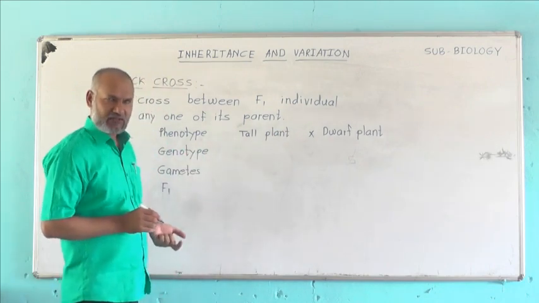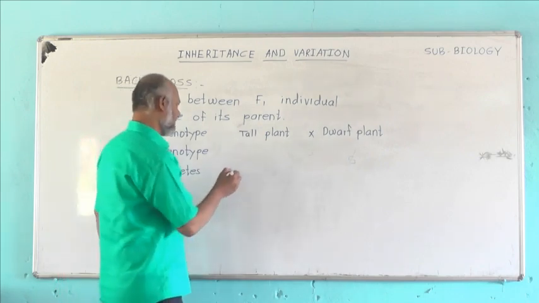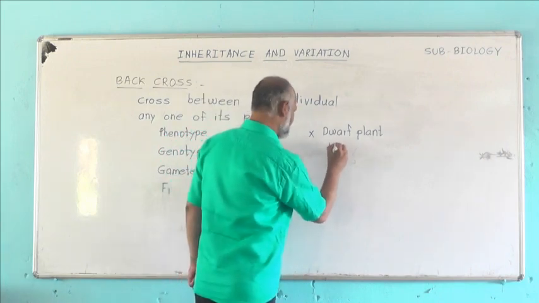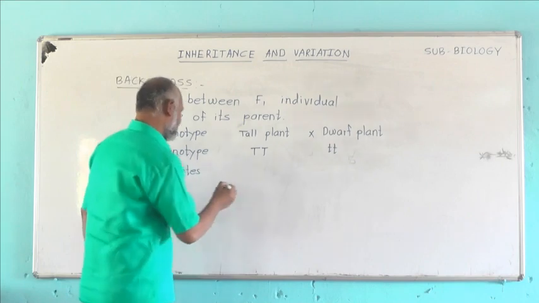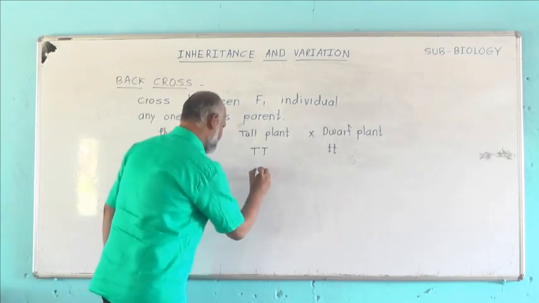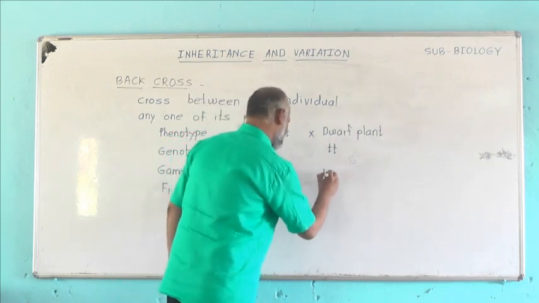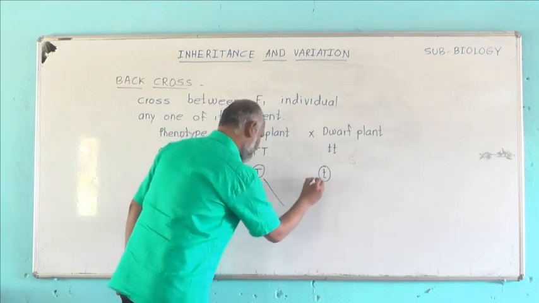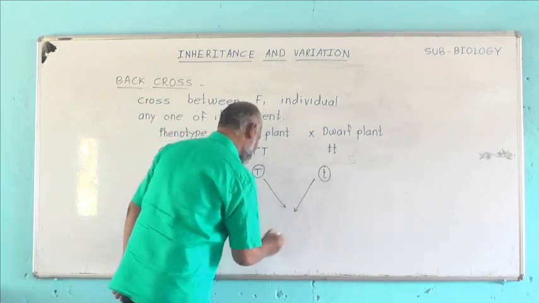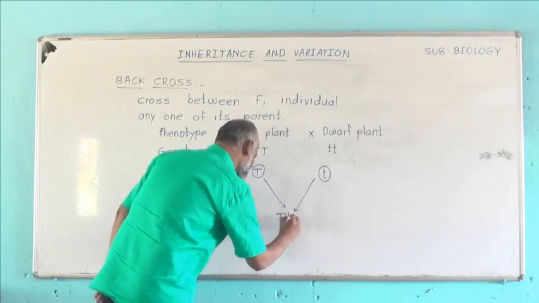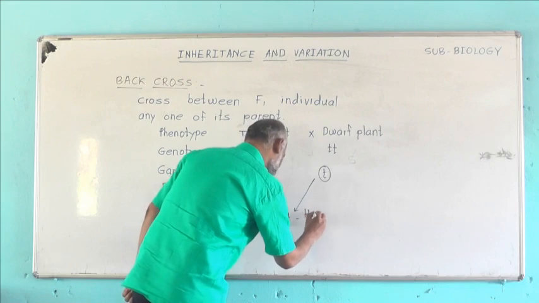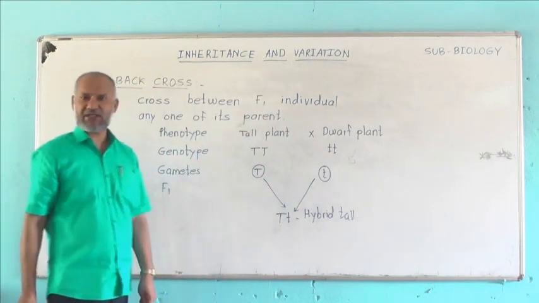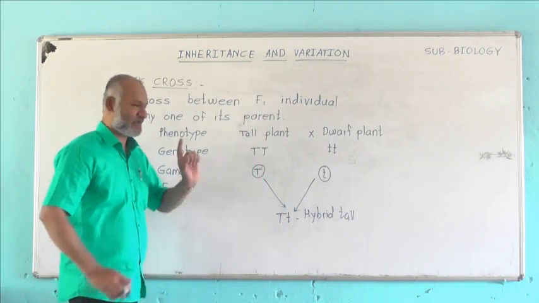These two plants are homozygous. The parents are homozygous, so the genotype is capital T capital T, and here small t small t. Gametes: homozygous parents form only one type of gametes, capital T, and here small t. In F1 generation, there is formation of new individuals, and these individuals are heterozygous, that is hybrid tall plants. All individuals in F1 generation are hybrid tall.